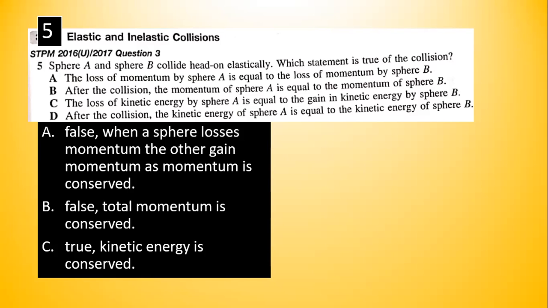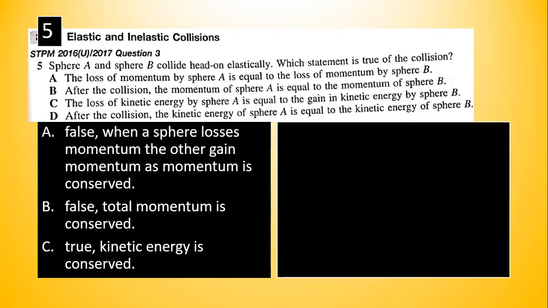After collision, the kinetic energy of sphere A is not equal to the kinetic energy of sphere B. It's the total kinetic energy of sphere A and B before equals to total kinetic energy of A and B after. Right? Momentum is conserved. Not A only, not kinetic energy of A equals kinetic energy of B. It's the total kinetic energy of A and B before equals to total kinetic energy of A and B after collision. Okay, any more question to ask?